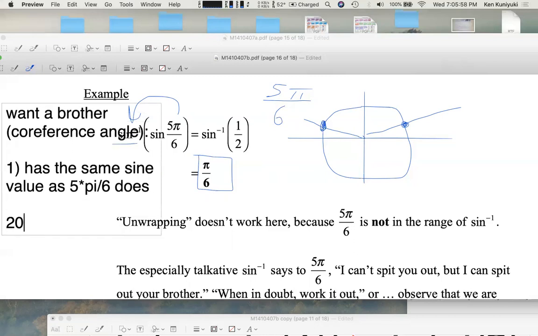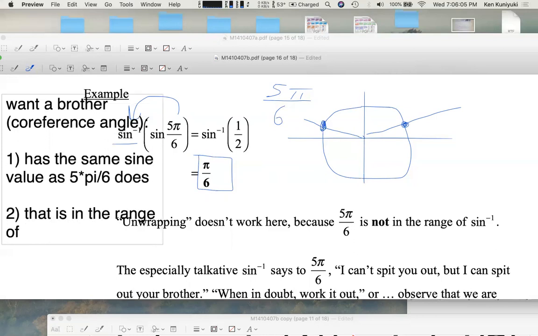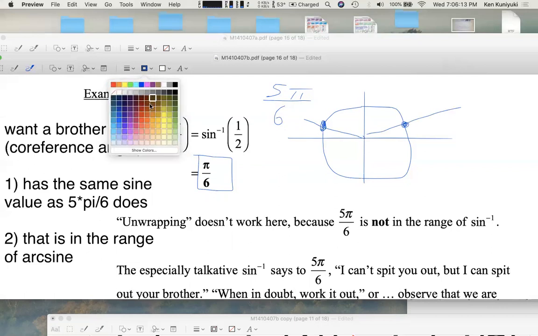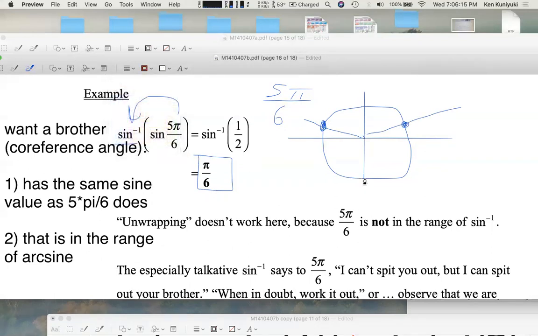We need a brother that is in the range of, in this case, the inverse sine or arc sine function. What's the range for inverse sine or arc sine? From -pi/2 to pi/2. And what is the only angle in this range that's a brother to 5 pi over 6? The final answer is pi over 6. And that is our final answer.